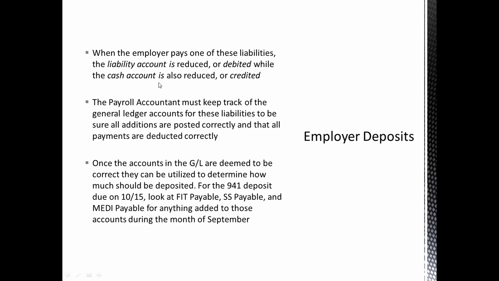The cash account, I'm writing a check out to the IRS or whoever. Okay, it's coming out of the regular checking account. So the cash account is reduced, and when we reduce an asset, it needs to be credited.